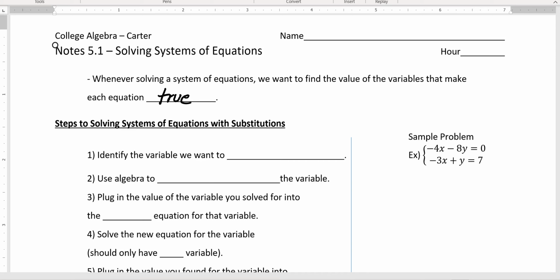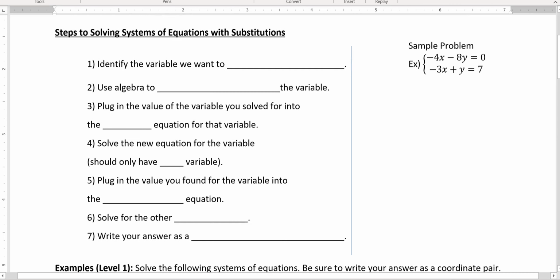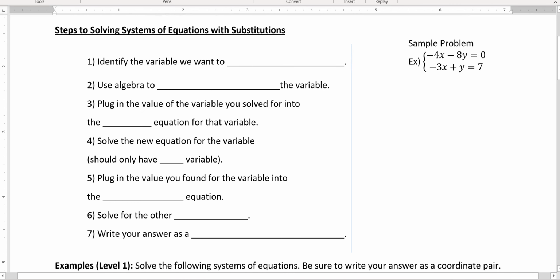So the first thing we're going to talk about is solving with substitution. We're going to do substitution and elimination today and just work through the steps. So when we solve with substitution, the first thing we want to do is identify the variable we want to isolate, the one we want to get all by itself. And then we'll use algebra to isolate that variable.